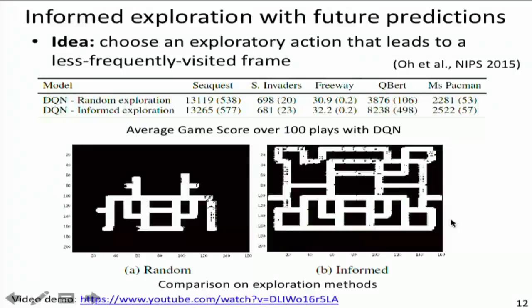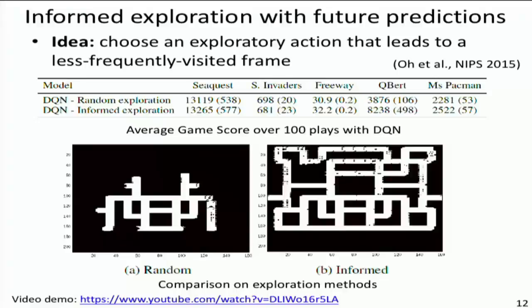So in terms of game performance, using this informed exploration turns out to be useful for certain games such as Freeway or Pac-Man or Qbert. So this gives some evidence that being able to make a future prediction is useful.